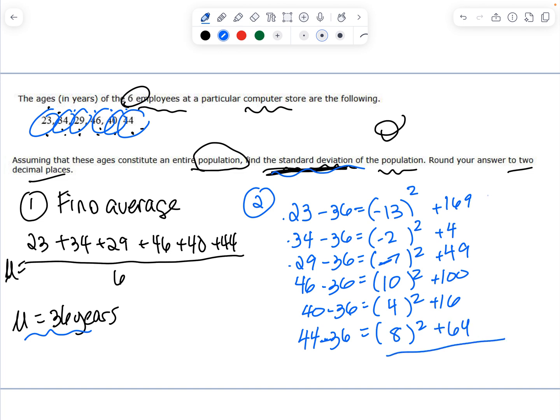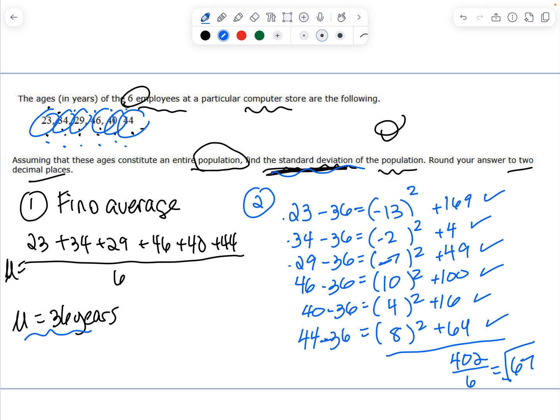Now you want to add up your squared distances from the mean: 169 and 4 and 49 and 100 and 16 and 64. It's going to bring us to 402. Once you do that, you divide by the number of pieces of data, which is 6. That gives us 67. And then you take the square root of 67.